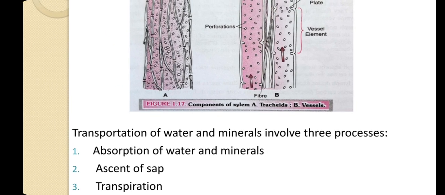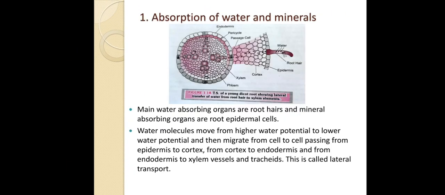Now transportation of water and minerals involves three processes. First is absorption of water and minerals, second is ascent of sap, and third, the last, is transpiration. First we talk about absorption of water and minerals. How do roots absorb water? The main water absorbing organs are root hairs, and the mineral absorbing cells are root epidermal cells. Water is absorbed by the root hairs and minerals are absorbed by the epidermal cells.